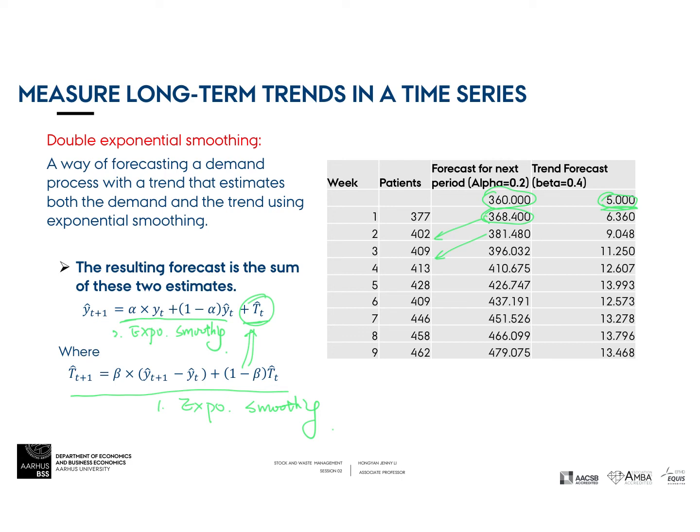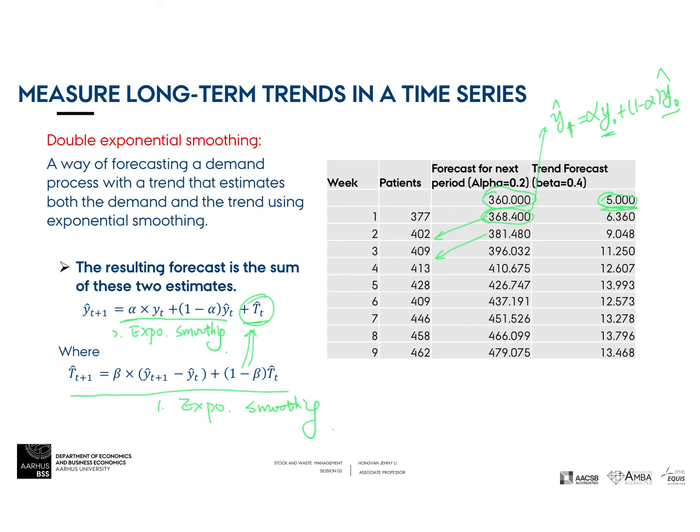So according to the formula for period 1, we estimate the demand for period 1, we should have alpha y0 plus 1 minus alpha y0. So if we have a forecast of y0, we also need a realized y0. We do not have that. So the suggestion is we just postpone this entire forecast for one period.